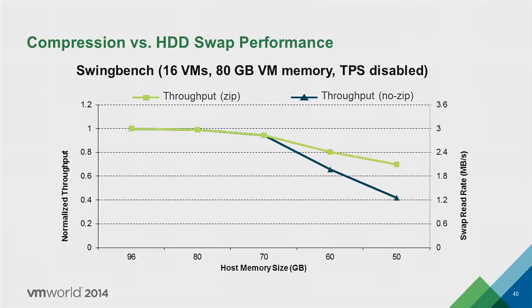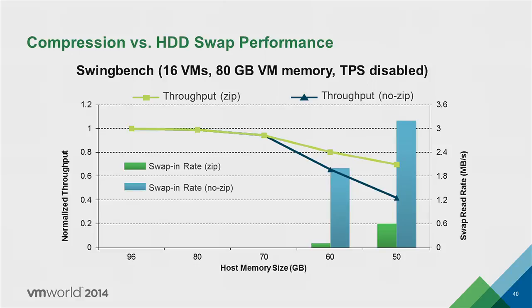This is mainly because by compressing more pages, these pages are not going to disk anymore. So by looking at the swapping rate with memory compression, the swapping is reduced by 80% in the highest memory overcommitment case. This significantly improved the performance.